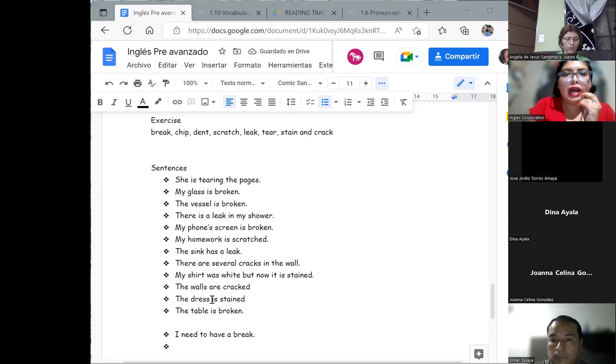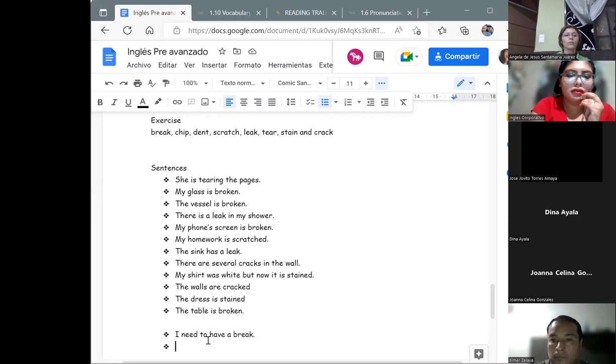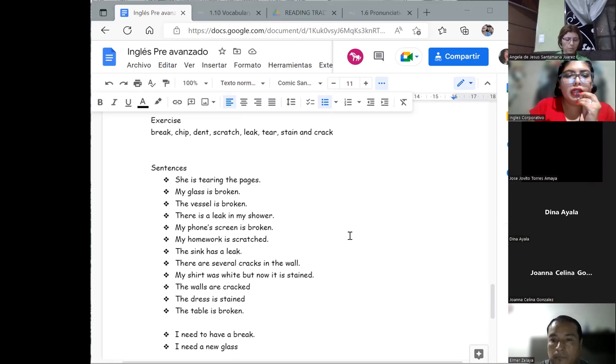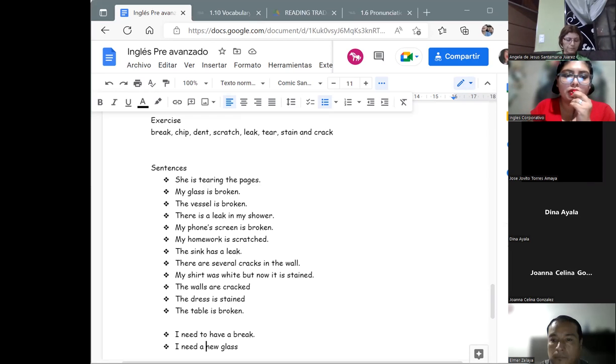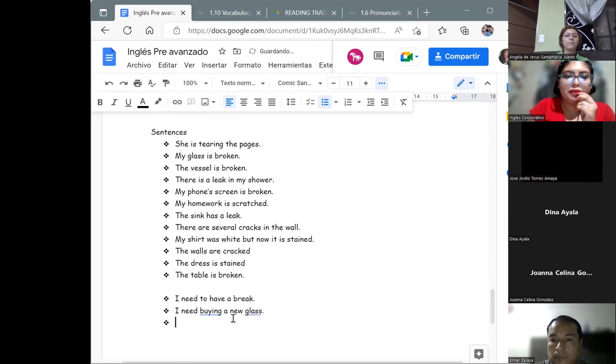Then we have, I need a new glass. In this case, I'm going to improve this sentence. I'm going to write, I need buying a new glass. Because we are applying the ing form also. In this case, it's going to appear like this because we are applying the ing form of this structure. In this case, it needs to be repaired.